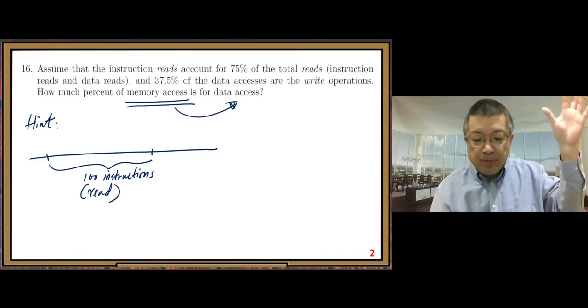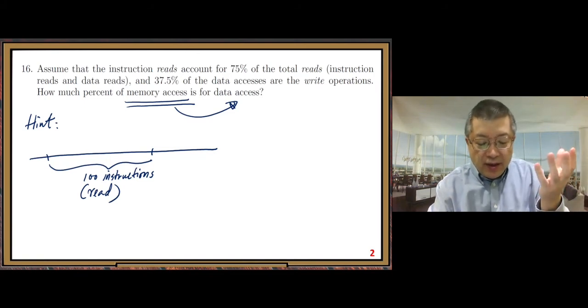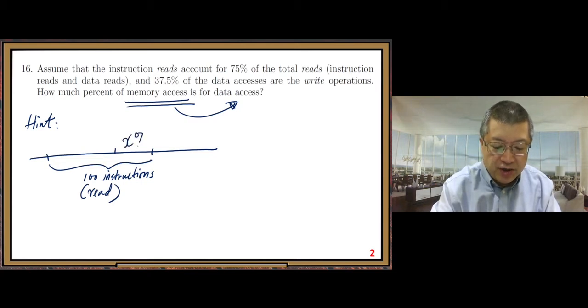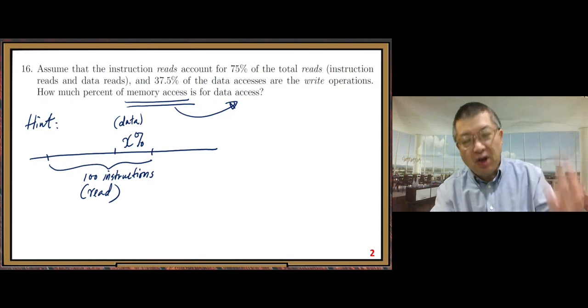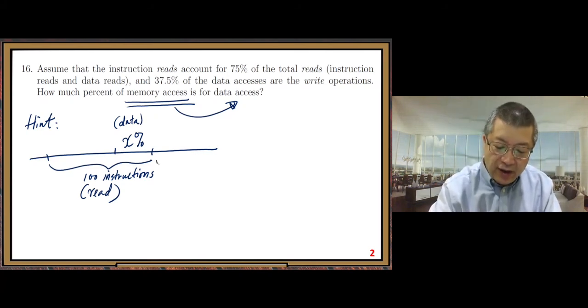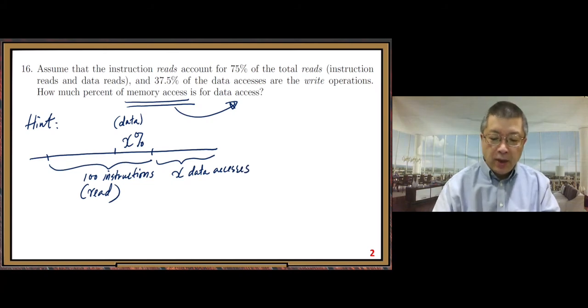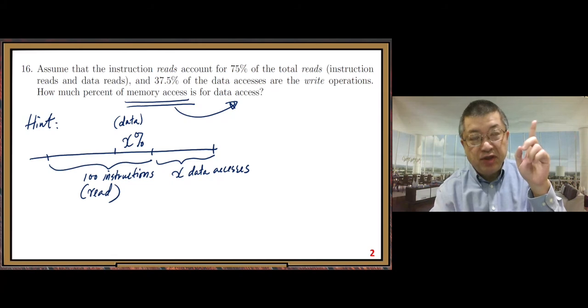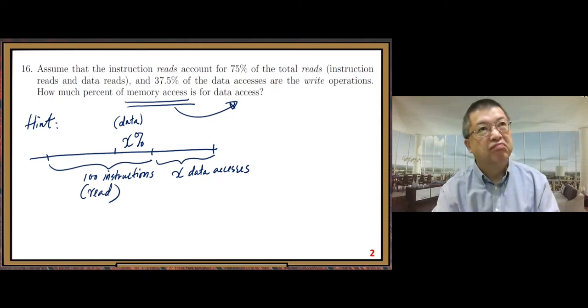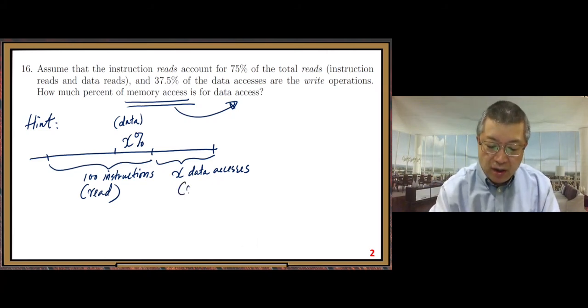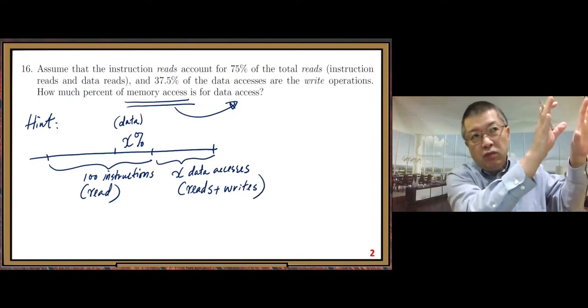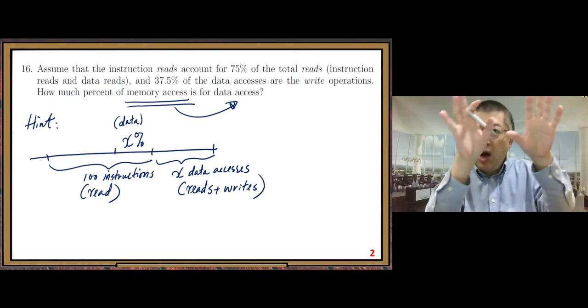Then a certain percent of the instructions do data transfer, data accesses, but we don't know it, so we use X percent. We need to determine that. So we have X data accesses in total, reads plus writes. But we don't know how large the read part is and how large the write part is.